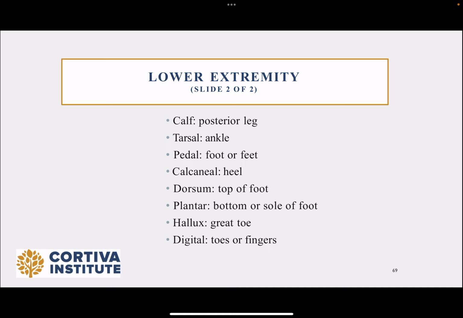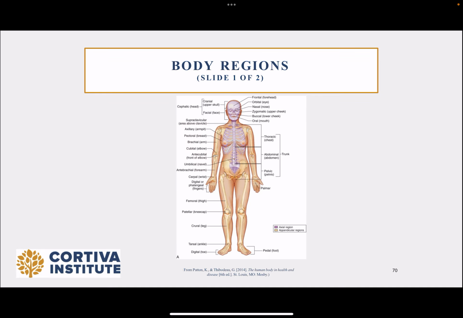Tarsal is your ankle. In the hand, we have carpals. In the feet, we have tarsals. Very similar, very easy to remember. Pedal, I put the gas to the pedal or the pedal to the gas, one or the other, right? But I do that with what? My foot. So pedal is going to mean foot or feet. Calcaneal is the heel. Dorsum is the top of your foot. Plantar is the bottom or sole of your foot. Hallux is the great toe. In the hand, it's pollex. In the feet is hallux. Digital is the toes or fingers.